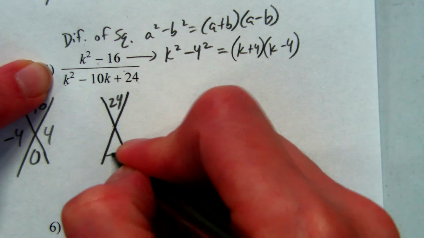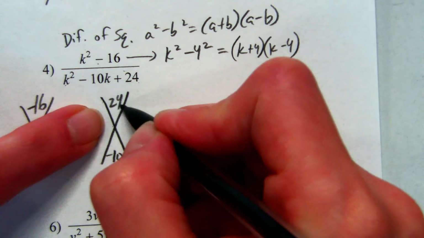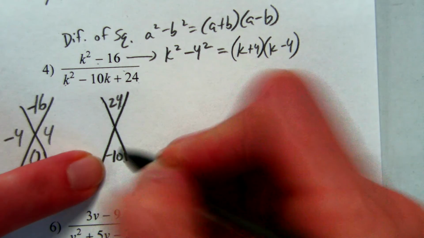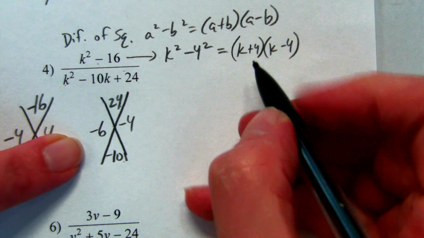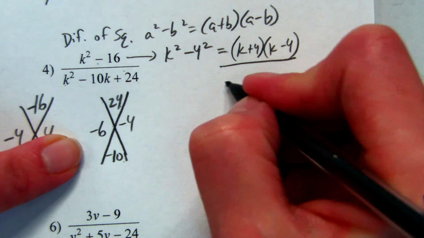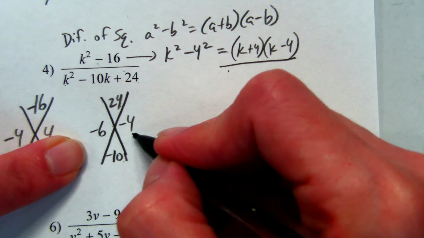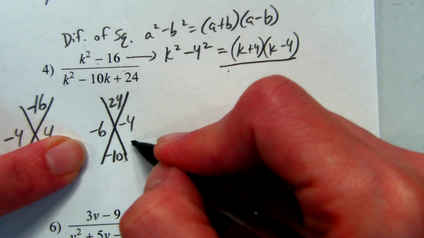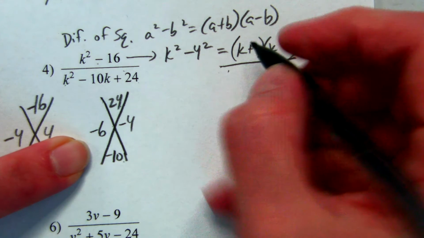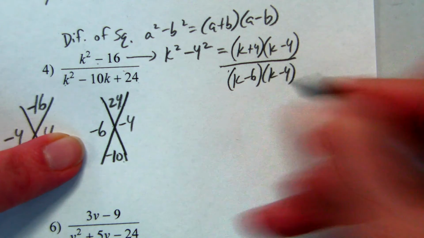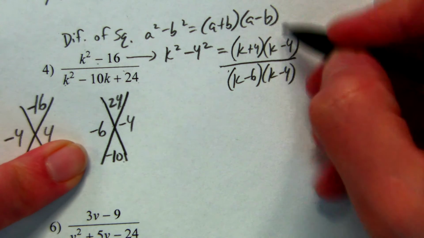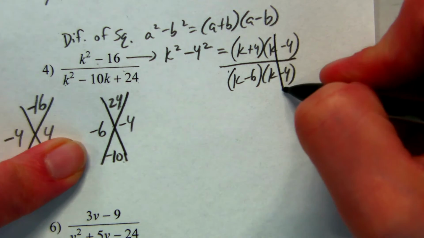And then the bottom has 3 terms, so we can just use this method. We're looking for 2 numbers that multiply to make 24 that add up to negative 10. 6 and 4. So negative 6 and negative 4 will work. So we'll have k minus 6 and k minus 4. And the k minus 4s can cross out.